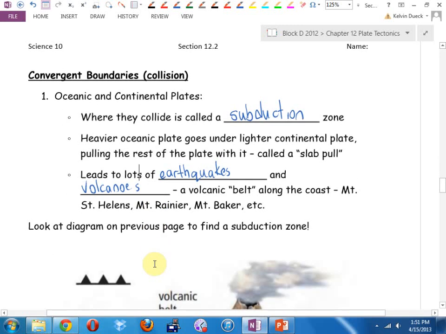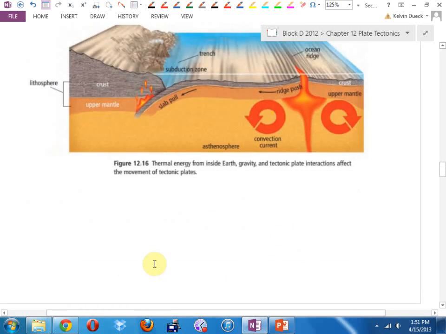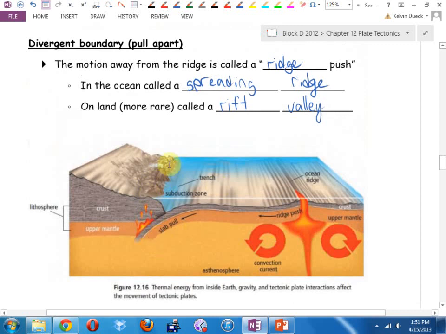I wrote down here, look on a diagram on the previous page to find a subduction zone. So there is a subduction zone. There's a color picture in your textbook if you want to. You can make a little note next to here when you're studying. I stole this from page 522. So you can make a little note here.